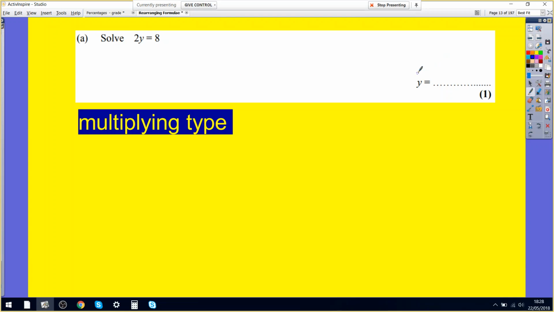How about this one? 2y equals 8. When it's 2y, doesn't it mean 2 times y? Yeah. So that would be 2 times 4 equals 8. Same idea, because it's 2 times, you can divide both sides by 2. And so you're left with y equals 4.